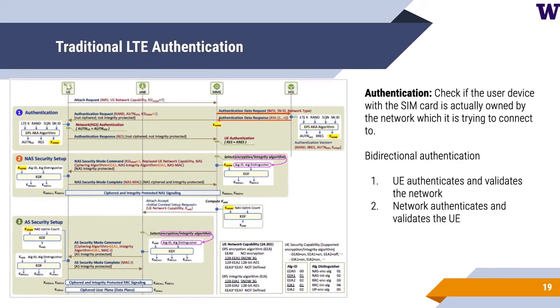Now that we understand the pieces, the LTE authentication procedure is a protocol that is used to bidirectionally authenticate user devices to the network and validate and authenticate the network to the user device. This is generally done by a pre-burnt symmetric key in the SIM card provided by the telecom operator. We'll get to it in the later slides.